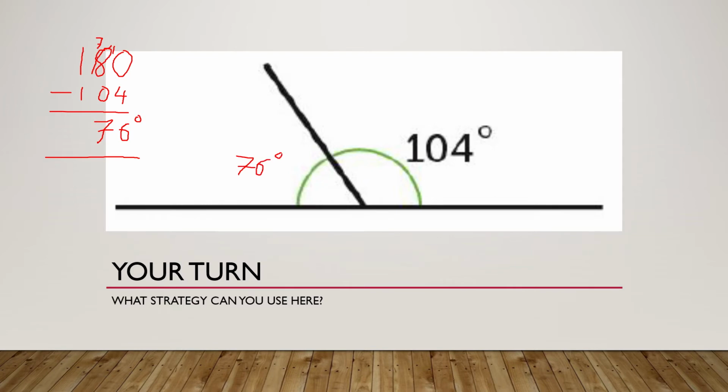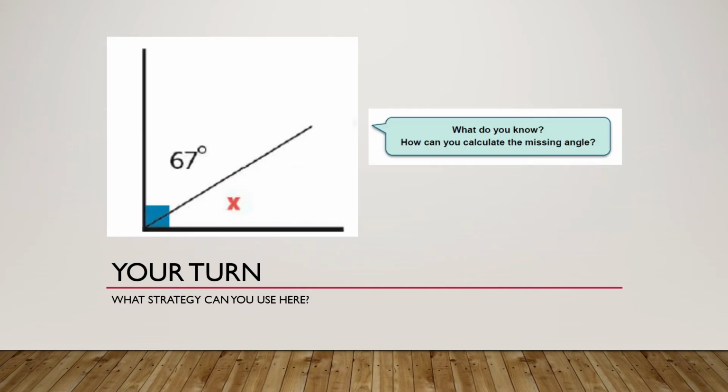Excellent. What you can also notice here is that there's this line going up, which means that this section here must be 14 degrees, because this here is a right angle. What about this one? Speaking of right angles, how can we calculate the missing angle now that we're not doing a half turn? Pause the video and give it a go.